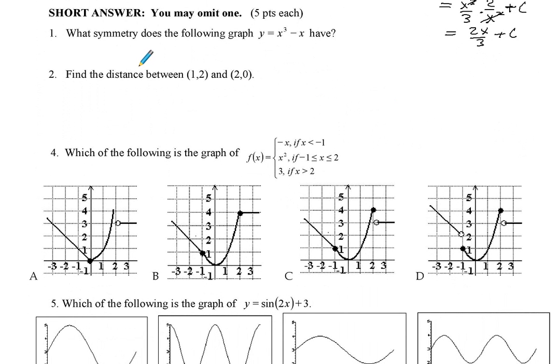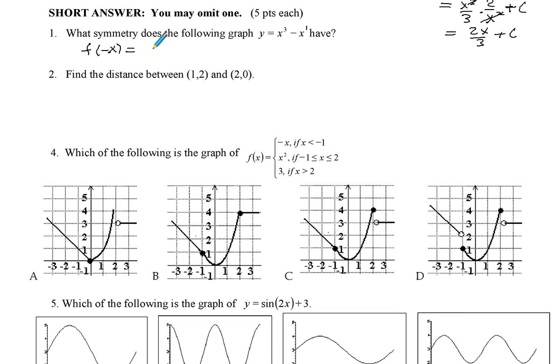Okay, short answer. Symmetry. What symmetry does this graph have? So we talked a little bit about symmetry when we did graphing. So notice here that there's odd exponents. These are both odd exponents. So this should have origin symmetry. So if you plug in negative x for x, you want to see if you get the negative of the equation.